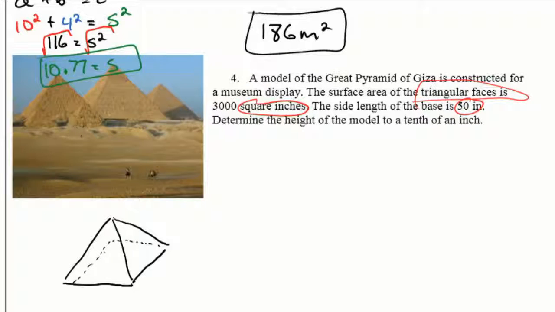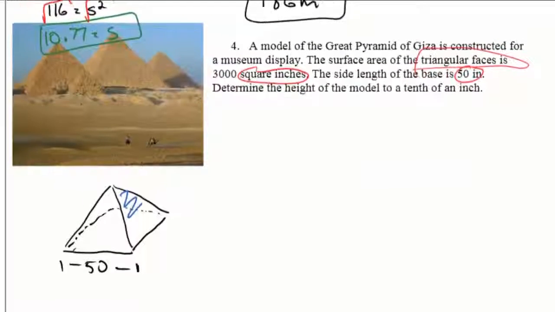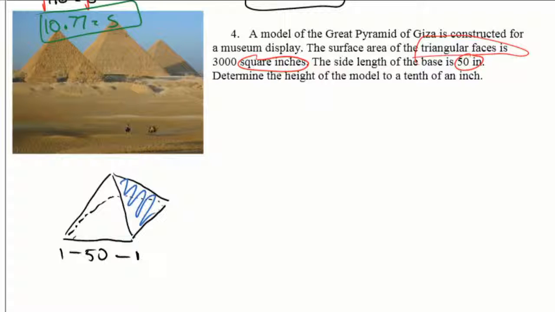Doesn't look great. Let's fix that up a bit. That's a bit better. All right, so I have my pyramid. What do I know? I know the length of the base is 50 inches, so the distance from here to here is 50, and I know one of my faces, so I'll just color it in blue. The surface area of the triangular faces, so all 4 of my faces, I should say, if you can imagine those 2 and then the 2 on the back. So the surface area of the faces is equal to 3,000.